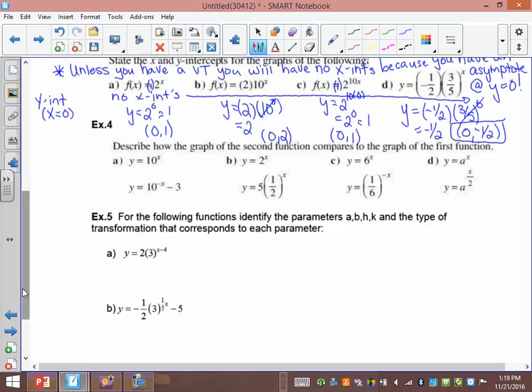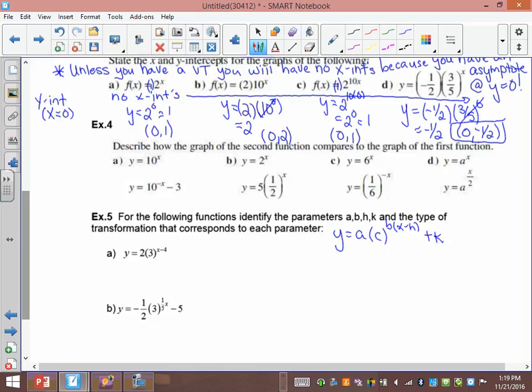I want you to describe this. And then here for the following functions, identify the parameters a, b, h, and k. Remember the formula is this: y equals a, c is the constant. I have no idea what it is. It has to just remain constant. b, x minus h plus k. You need to identify the parameters.